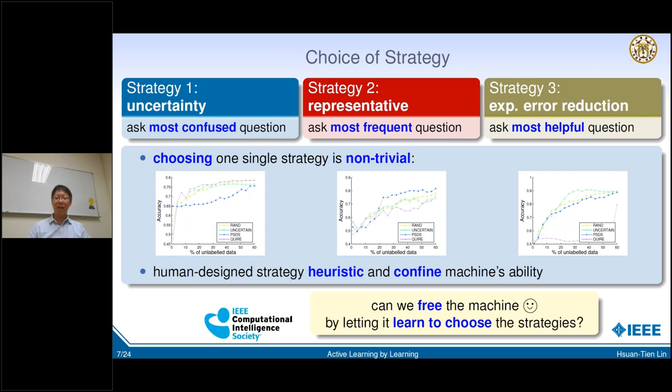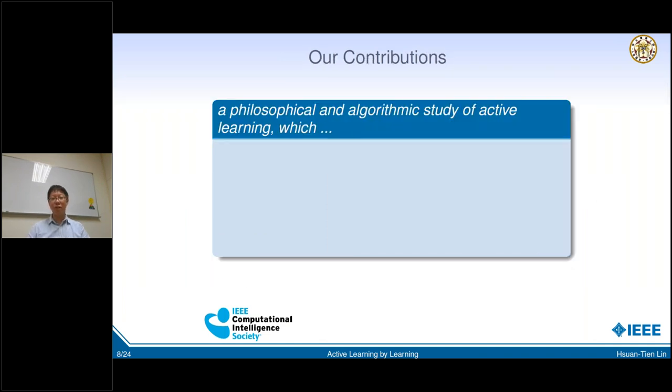Whole ability to do what? Letting it learn to choose the strategies. So we assume those good strategies are there, human designed and so on, but the machine can freely choose which one to use. This solves the first practical problem, helping humans choose the strategy. And secondly, it frees the machine, letting it do a better job more flexibly. So this is our contribution in this work.